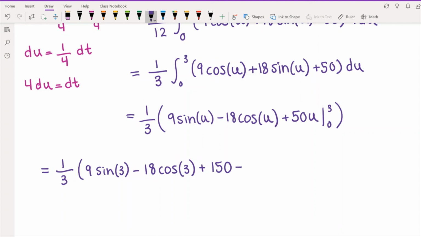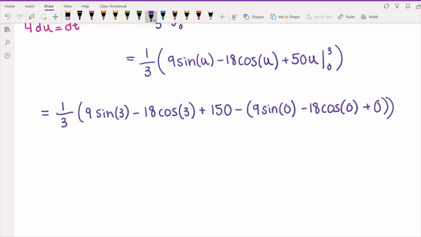And then from that, we're going to subtract 9 times sine of 0, minus 18 times cosine of 0, plus 50 times 0, which is just going to be 0.